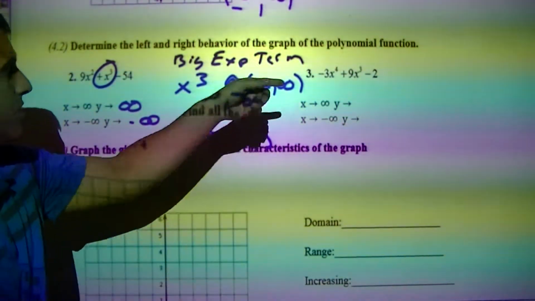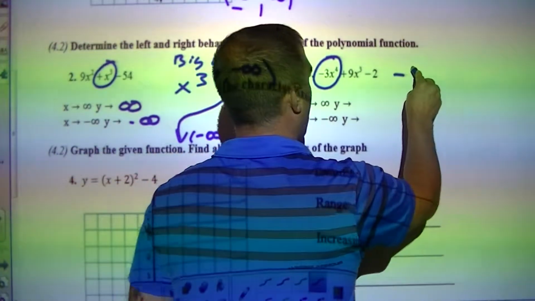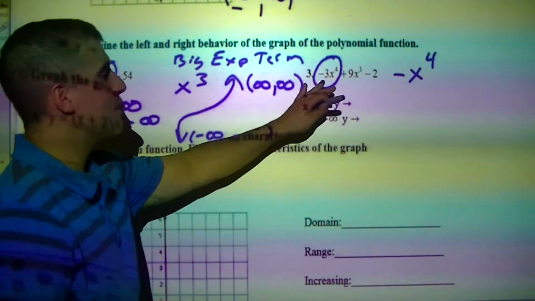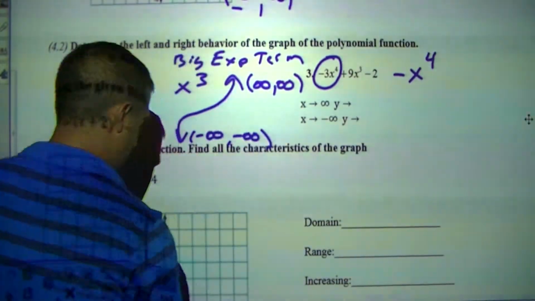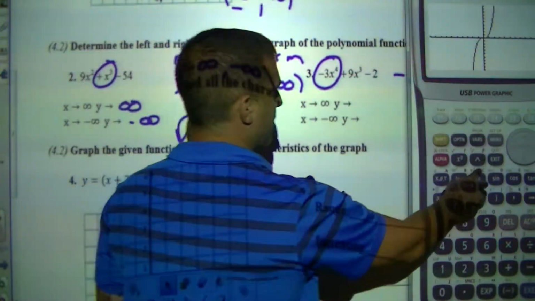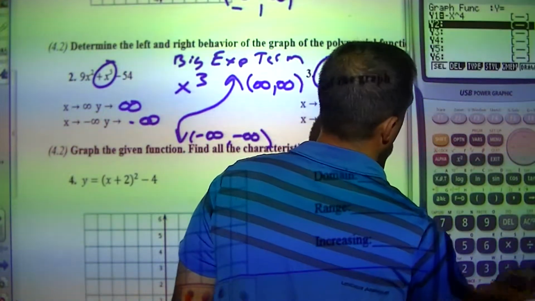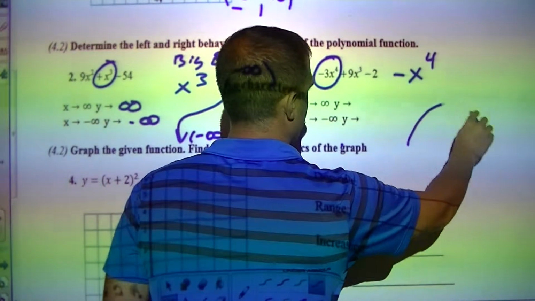And in this one, my biggest exponent term happens to be this. Now, all I'm going to graph is negative x to the 4th. You don't have to worry about graphing the 3. As long as you have the negative or positive, you're good to go. So when I graph that, I'm going to type negative x to the 4th, and I'm going to draw it. It's going like this. So my picture's like this.